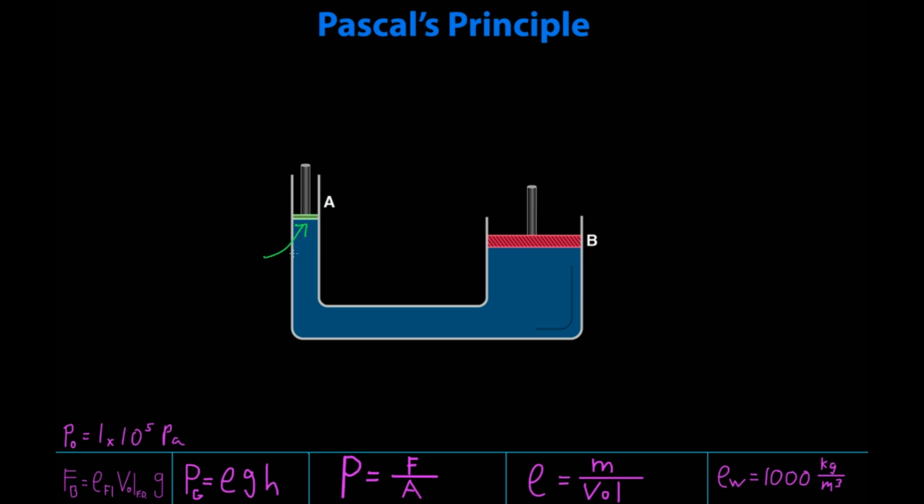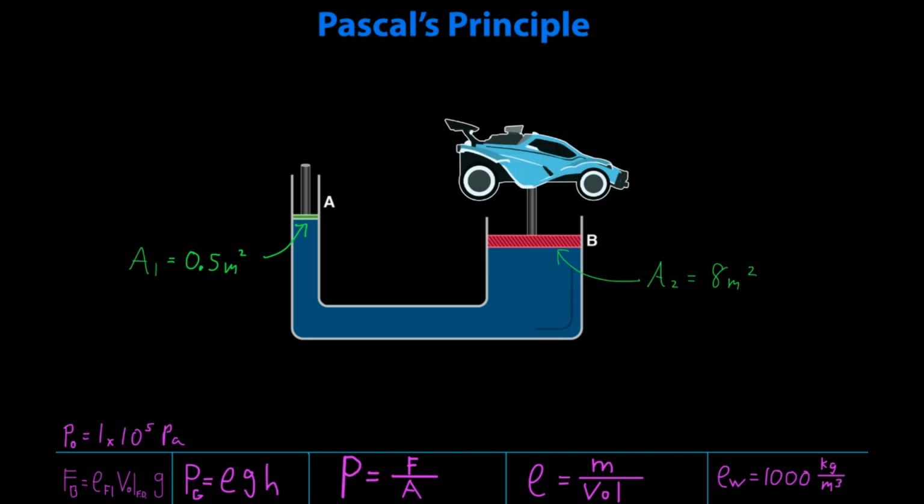For simplicity's sake, I'm going to make up some pretty easy numbers here. I'm going to say area 1 is 0.5 meters squared, and area 2 is 8 meters squared. And I'm also going to add something else to the problem, which is going to be a vehicle. So there is literally a car on this hydraulic lift. Now, if I asked you, could you lift this car into the air? The answer, if you were using nothing but your own body, would probably be no. However, using this system, you can, and I'm going to prove it to you.